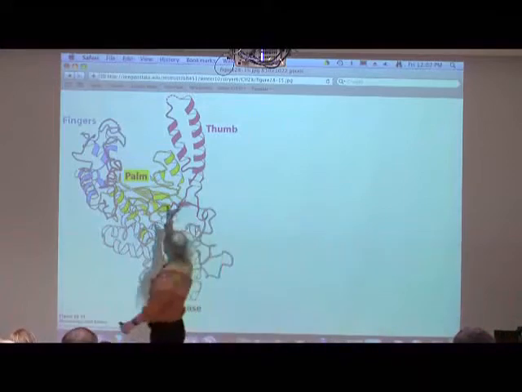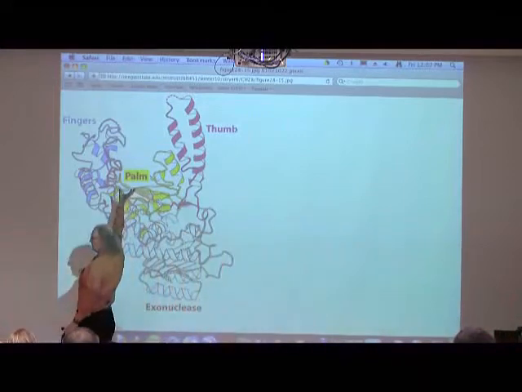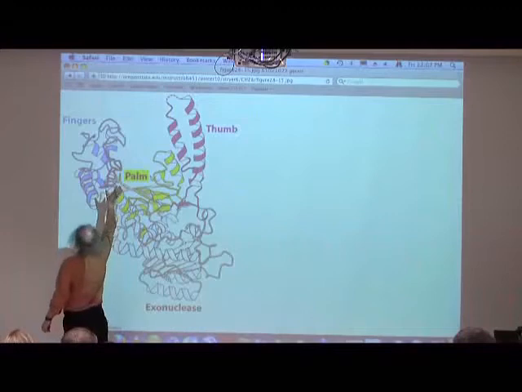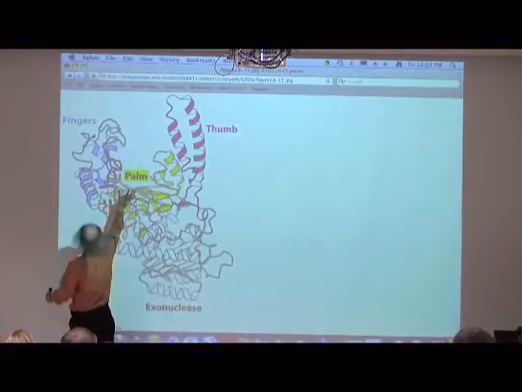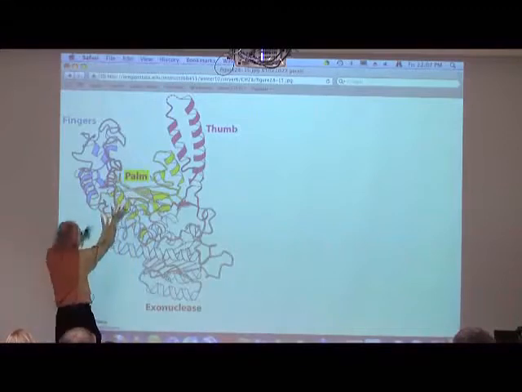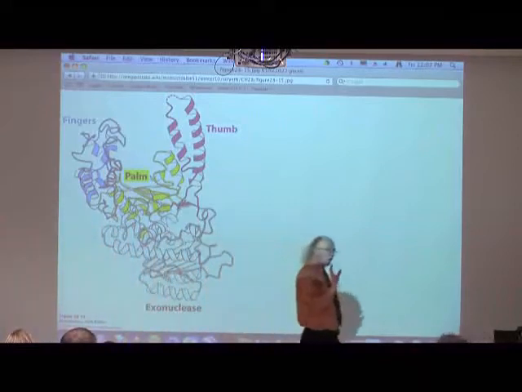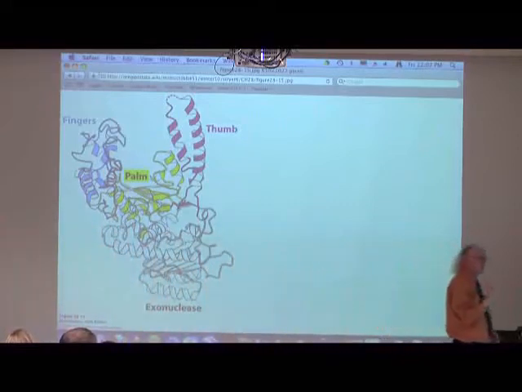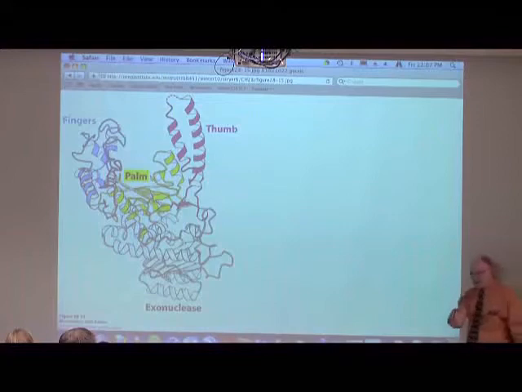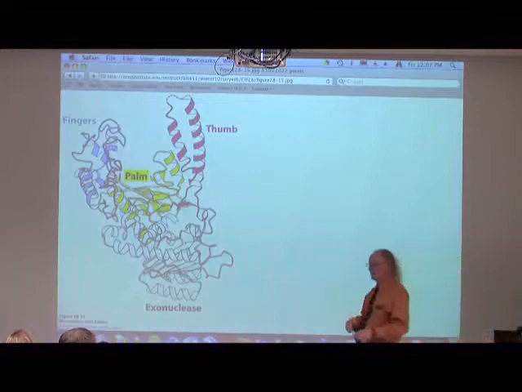Now, if we look at the structure of this guy, we can think about the structure as something like my hand. We have a thumb, and we've got fingers, and the palm is where the action is. The palm is where the action is. Meaning, this is where the reaction is, where the DNA is held, and where the catalysis occurs to elongate the DNA strand.